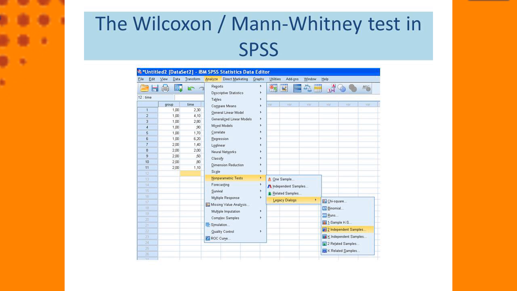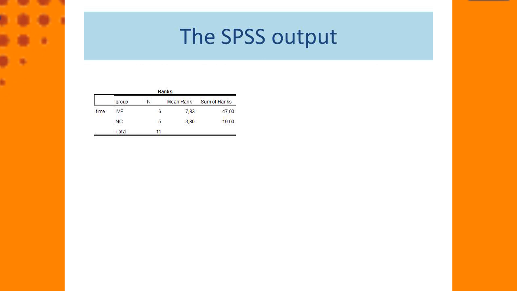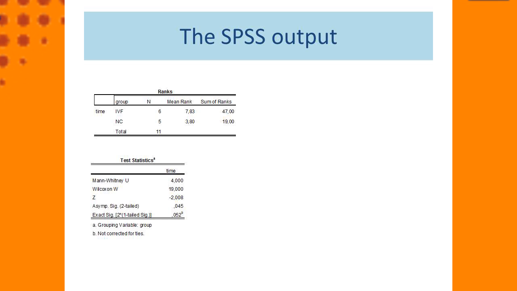In the menu of SPSS, choose Analyze, Non-Parametric Tests, Legacy Dialogues and 2 independent samples. In the output, a table with descriptives will be given, showing the same mean ranks as we calculated by hand. The second table shows 2 p-values, an approximation, in this case 0.045, and an exact p-value, p equals 0.052.